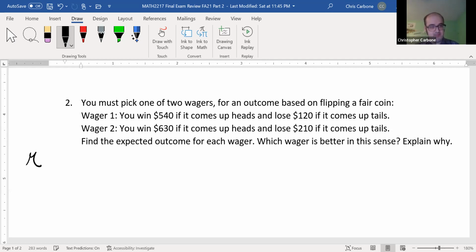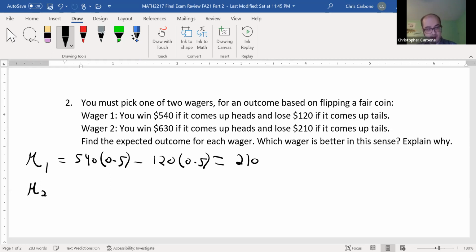So our expected value or the mean for wager 1 is 540 times a half minus 120 times a half. This gives us 210. The second wager, expected value or the mean, 630 times a half minus 210 times a half. And this makes 210. In this particular case, both are the same. Is that necessarily always the case? Of course not. But in this case, it is.